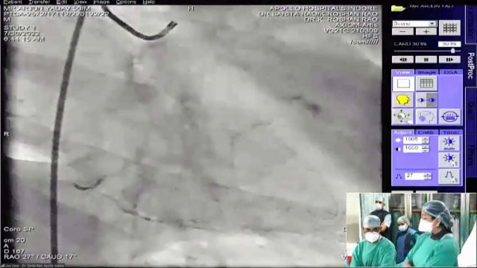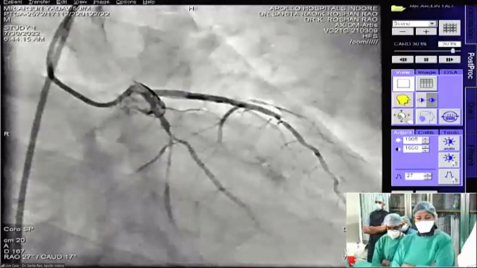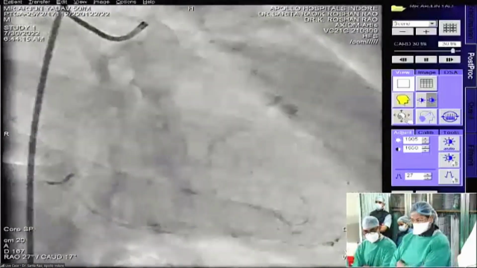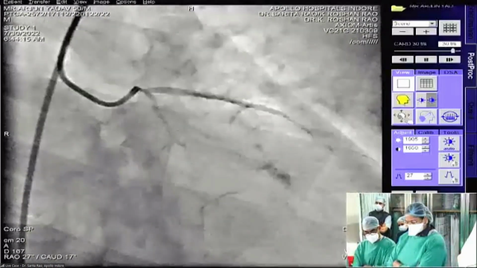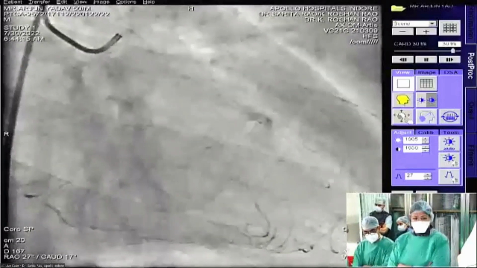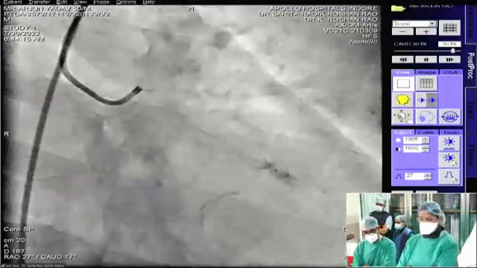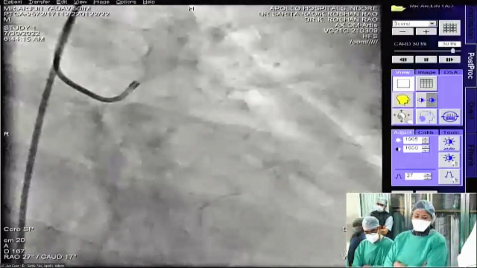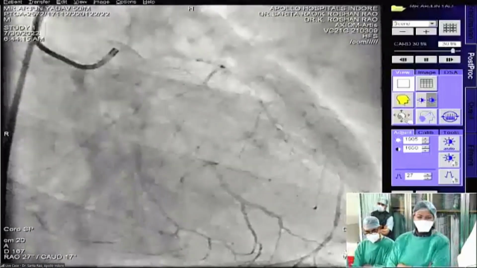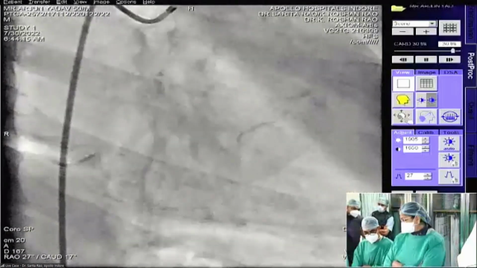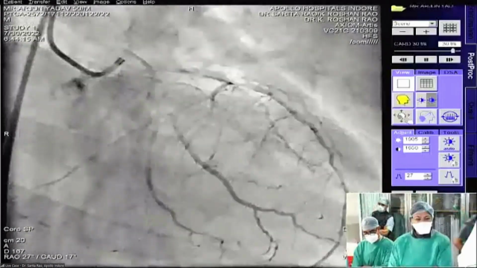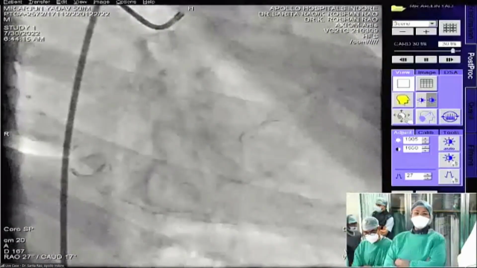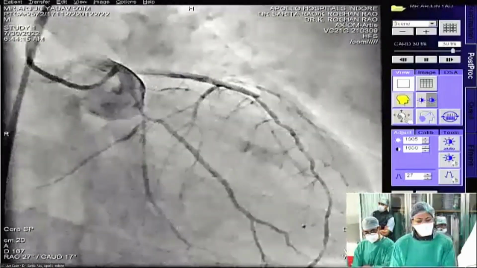So, is there any viability information? You managed to get any viability information? So we didn't subject this patient to any viability testing, but on the echocardiogram, the thickness of his left ventricle was preserved. And this patient is having resting angina. So we assume that the territory is viable. What would you say?